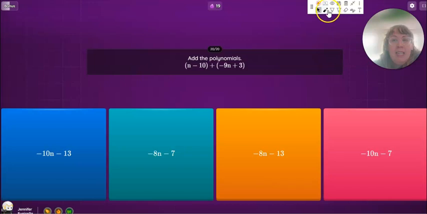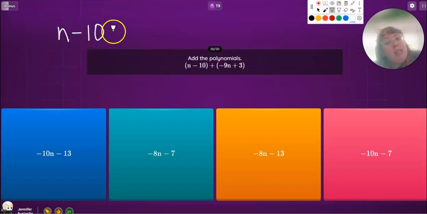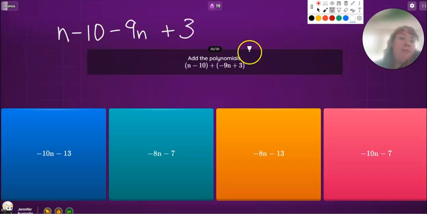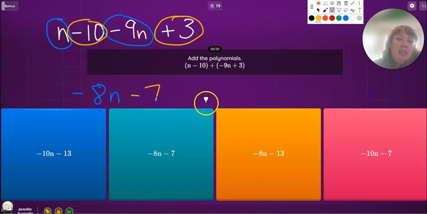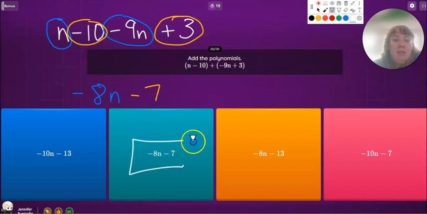And grand finale, we have n minus 10 plus negative 9n plus 3. So combining our like terms, we have this 1n minus 9n, so that's going to get us a negative 8n. And negative 10 plus 3 is a negative 7. So we have negative 8n minus 7.